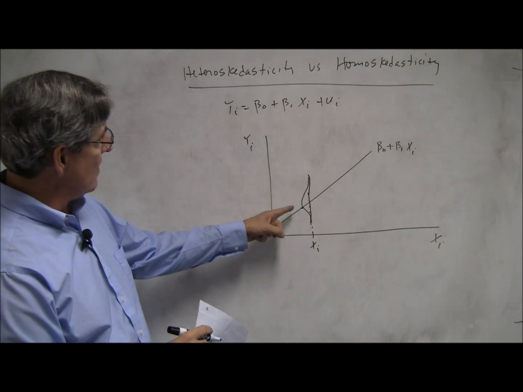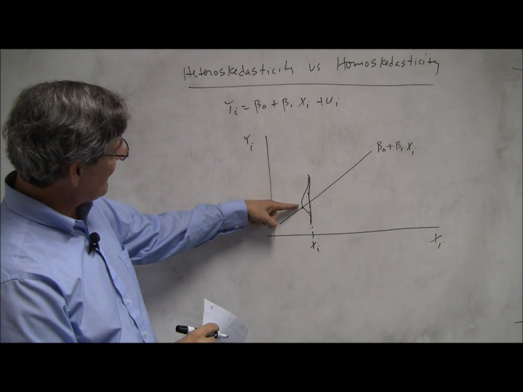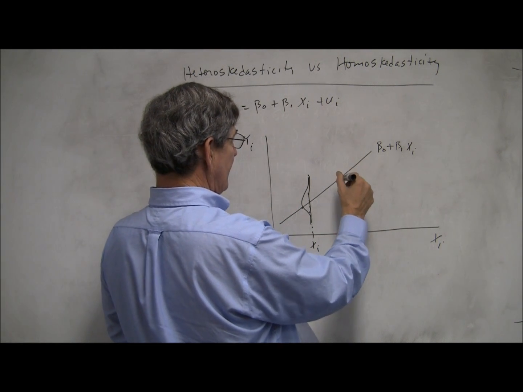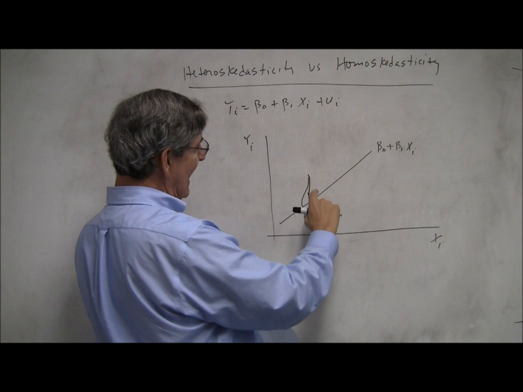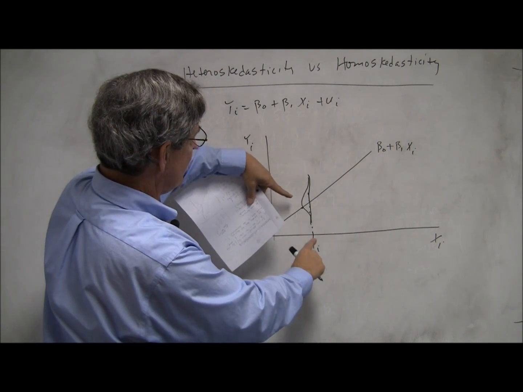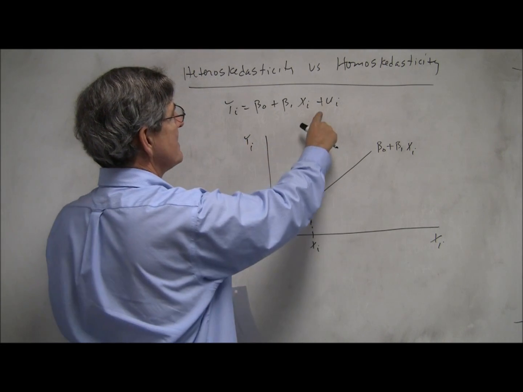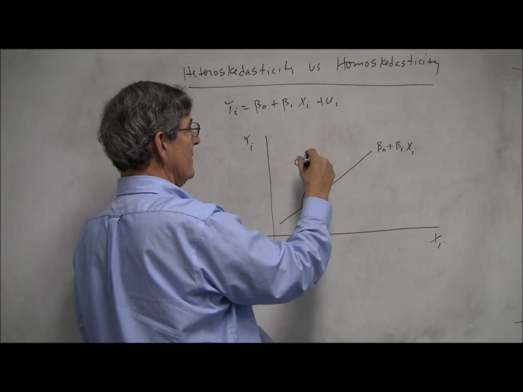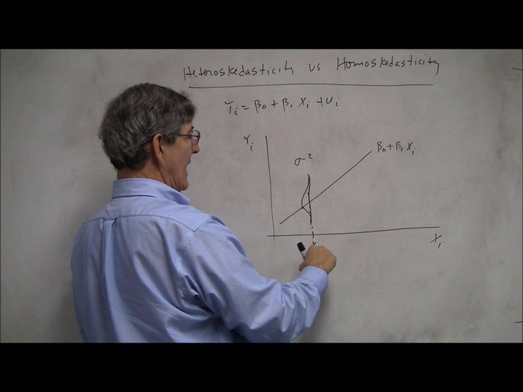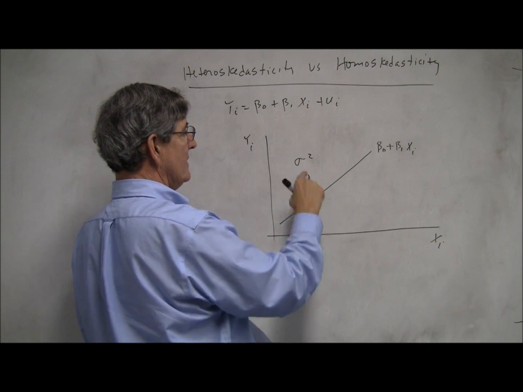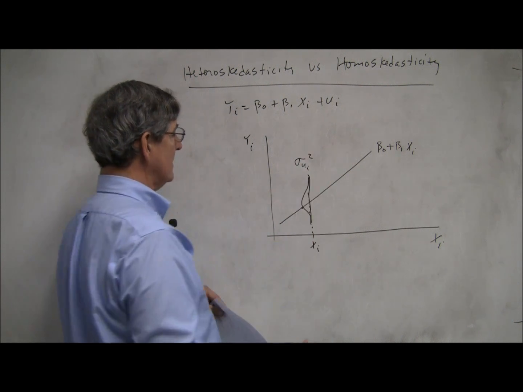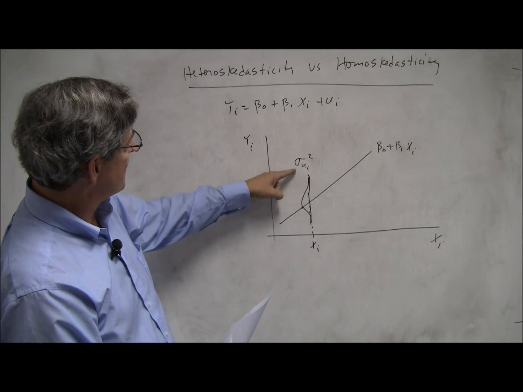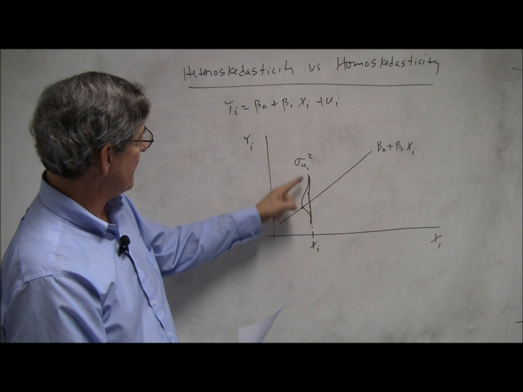I've made it look like it's normally distributed, but I didn't quite hit it right. The peak should go right through there. And no matter if it's homoscedastic, this is the variance of the u_i terms. So this is sigma squared u_i at X_i. The spread of this distribution is the variance of u_i.